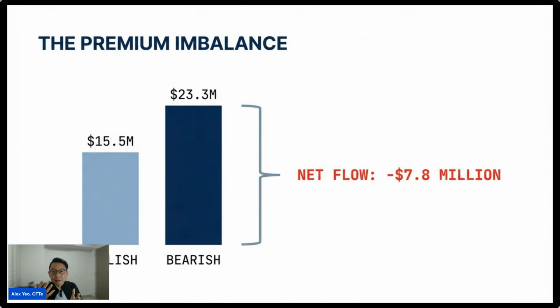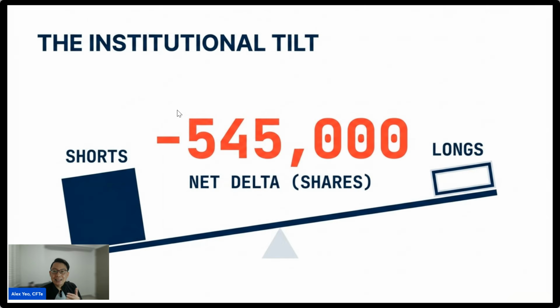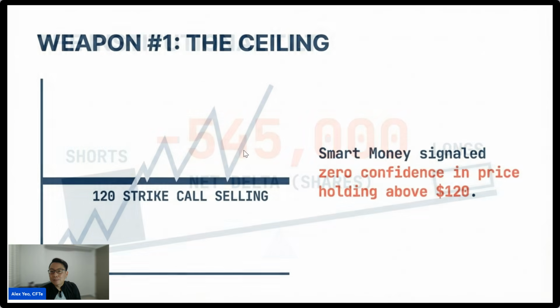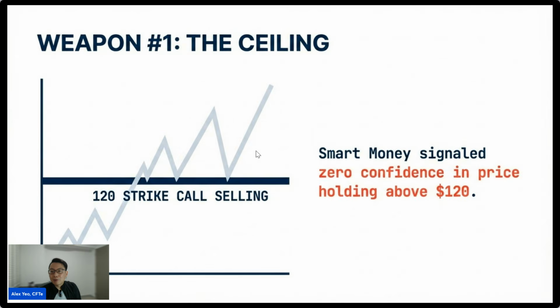So they were net bearish on EWY. The net bearish premium was 7.8 million. And the net delta, meaning the directional flow, they were actually short on EWY as well. So there were more shorts than longs on EWY. And some of these so-called prints that I mentioned just now were actually $120 strike call selling.